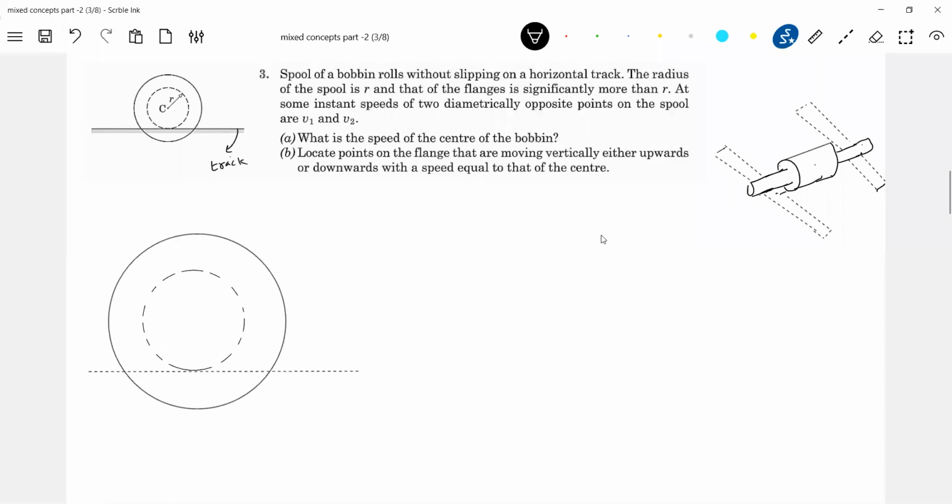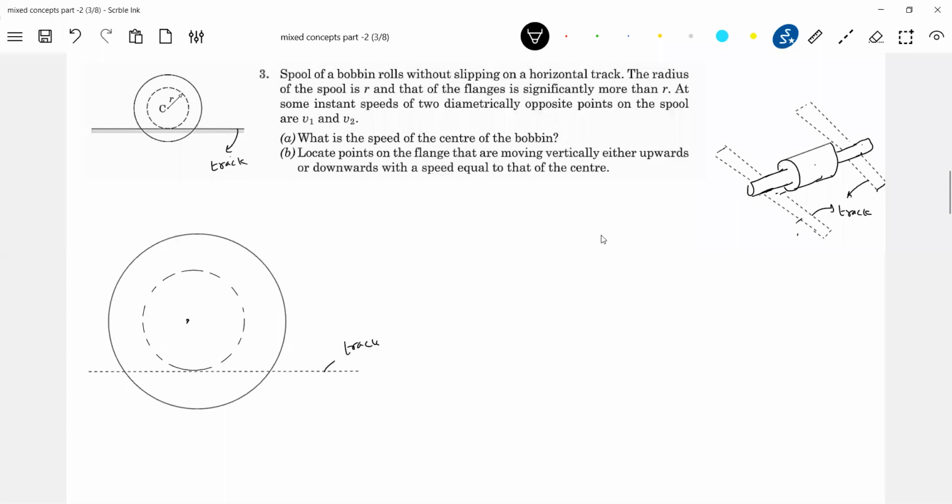So this is having radius small r, and this is capital R. So this is that track. Chapati roller. Best example. Now let's get into the problem. Spool of a bobbin rolls without slipping on horizontal track. This is that track.